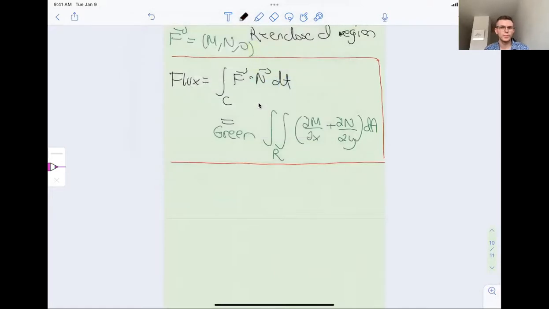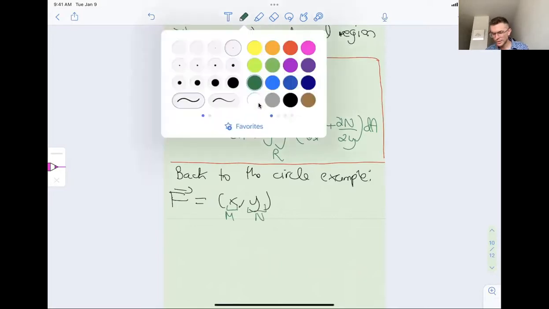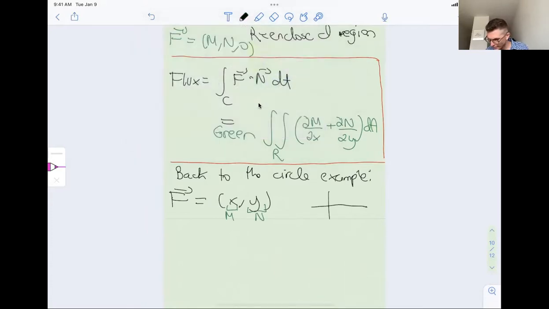So let's go back to this example of the circle that we just did. I had given you this F, which was x comma y, right? So in this notation, this is what we're calling M, and this is what we're calling N. And the circle was of radius 2, correct? So it was x squared plus y squared equals 4.